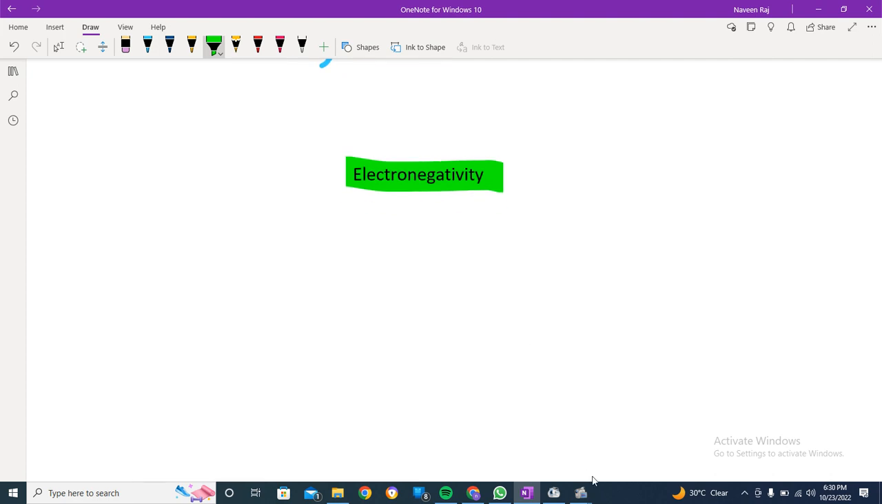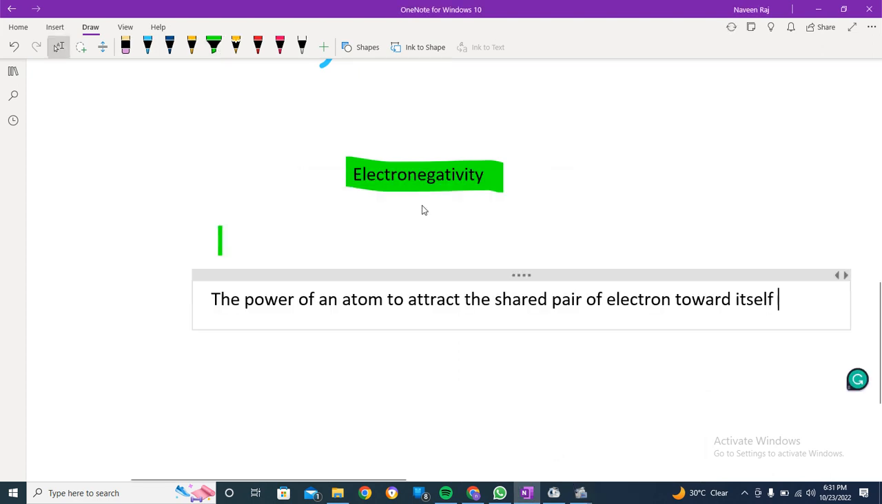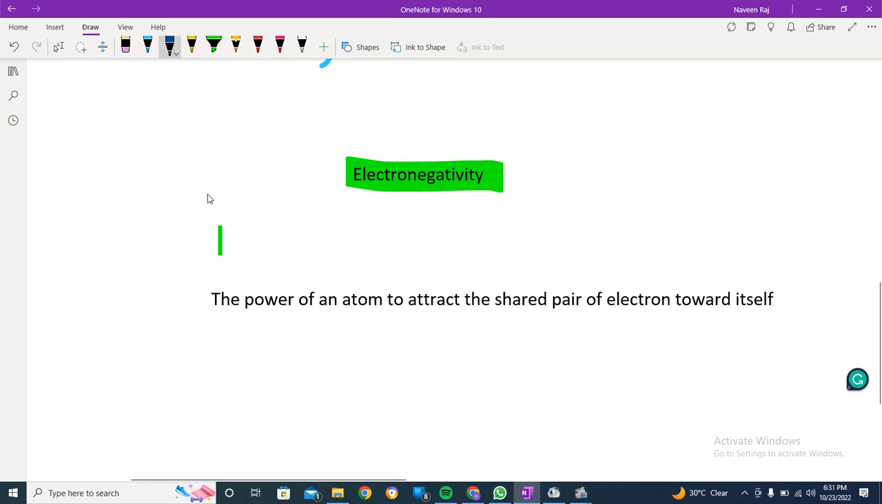So I will take a minute for writing the definition. Okay, so here is a simple definition. What is electronegativity? Electronegativity, first of all, is a power. What sort of power? The object which is holding this power is an atom. The electronegativity is first of all the power of an atom.